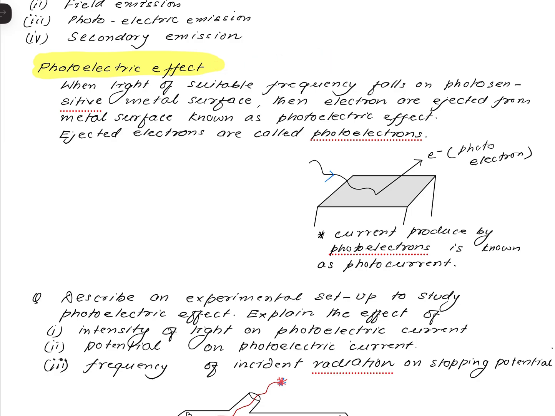So again I repeat, when light of suitable frequency falls on the photosensitive surface, then electrons are ejected from the metal surface, known as the photoelectric effect, and the emitted electrons are called photoelectrons, right? And due to these electrons we will have a current known as photocurrent.